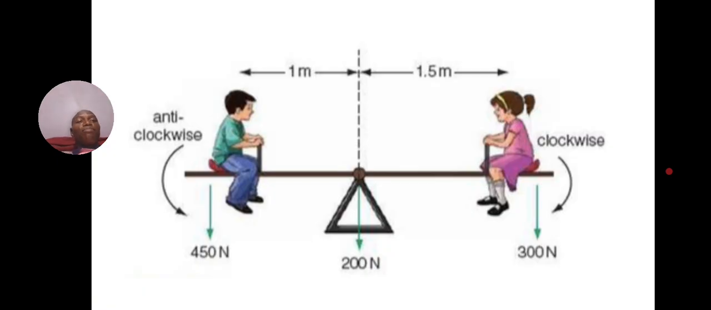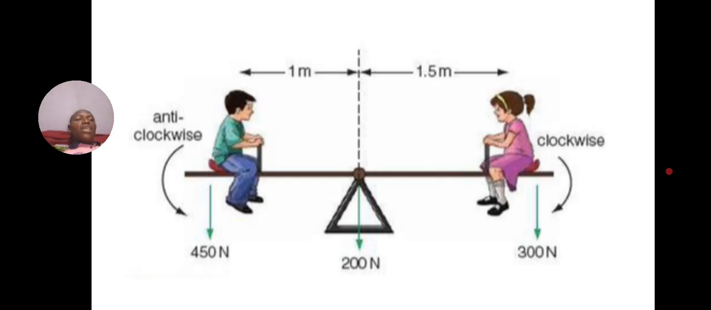Here is an example. The weight of the girl is 300 newtons and the girl is sitting 1.5 meters away from the center. The weight of the boy is 450 newtons and he's sitting 1 meter away. If you say 300 times 1.5 meters and write the number, then you say 1 times 450, you write the number, it will be the same. That is why it says clockwise is equal to anti-clockwise. 300 times 1.5 is 450. 450 times 1 is 450. Do you see that the clockwise is equal to anti-clockwise?